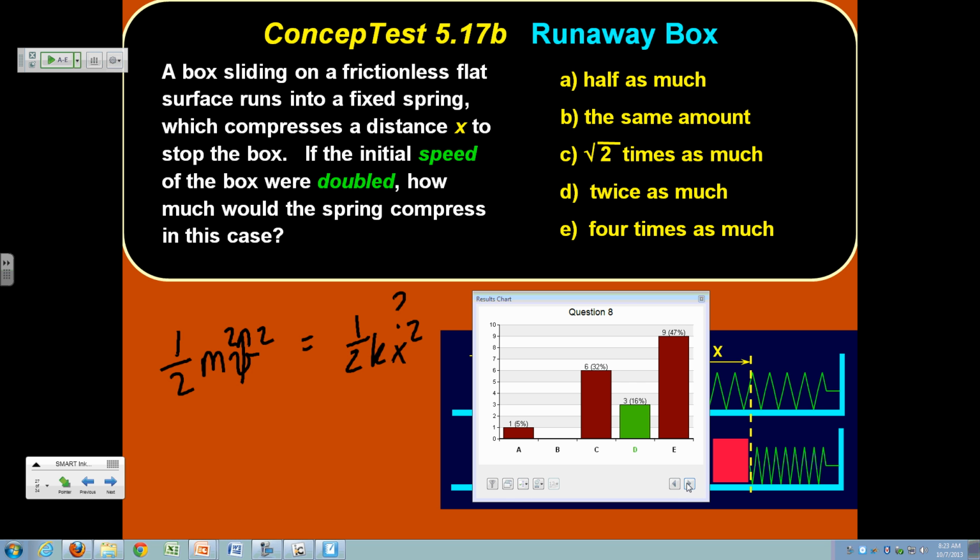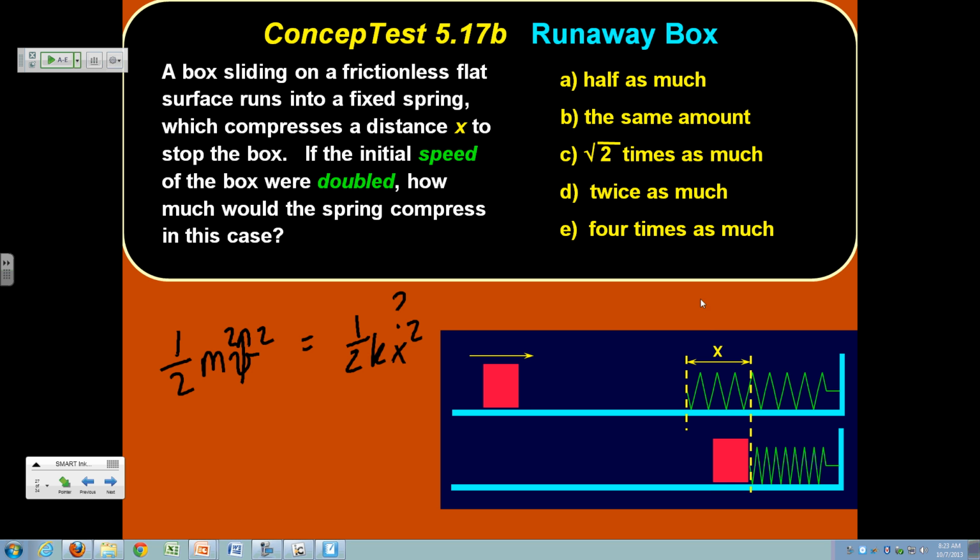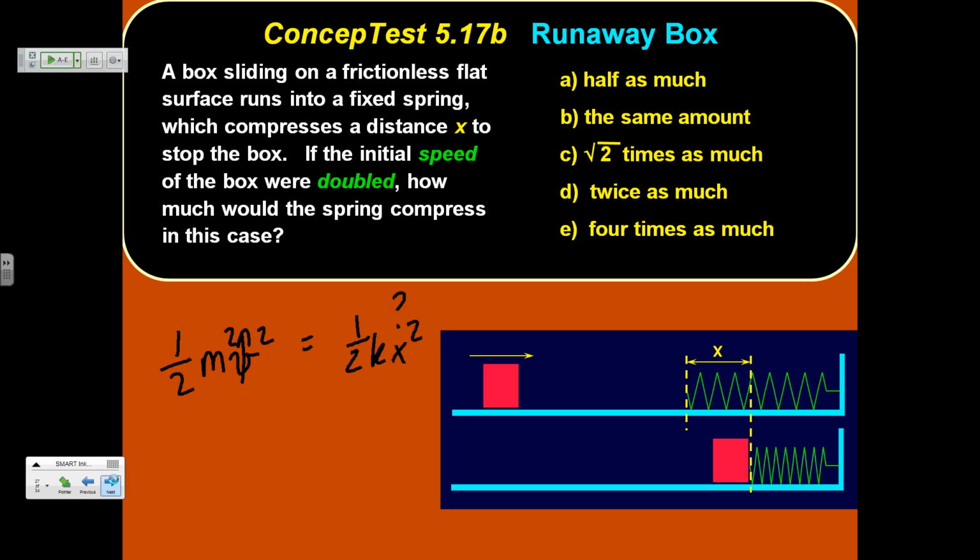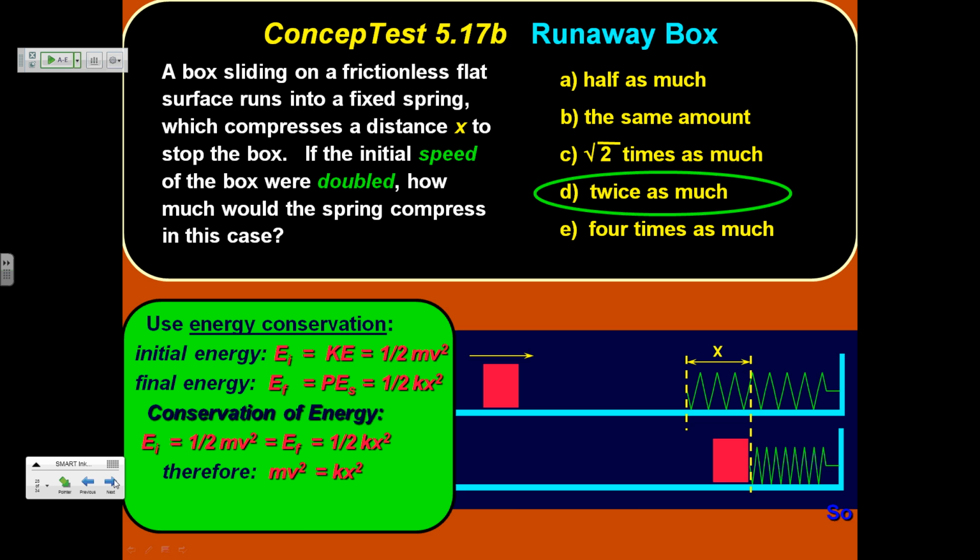Okay. All right, so we did improve. Yeah, so it is D. That if I increase v by some amount, it increases x by the same amount. Because v and x are linearly proportional. They're squared, but they're both squared. Sorry about that.